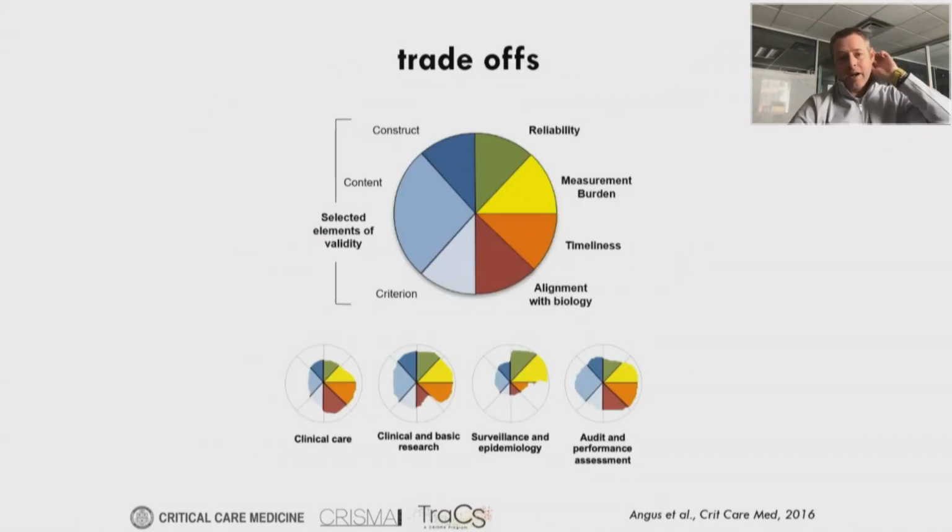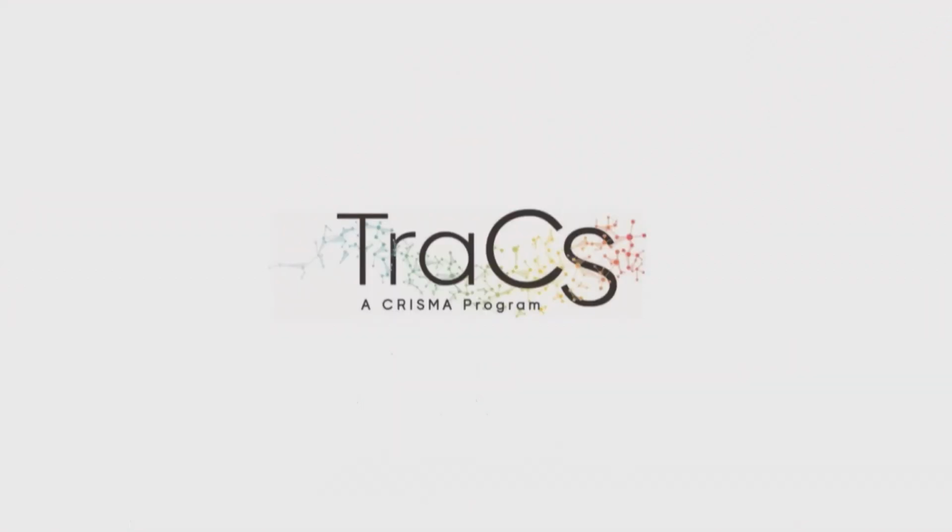And so there are trade-offs, and there is no single data source with optimal quality or reliability. And this was from a paper Derek Angus wrote at the time Sepsis 3 came out, that depending on where you're coming from and why you're building a machine learning or AI algorithm for sepsis diagnosis, there may be different things you value, whether it's the measurement burden, the timeliness, et cetera. And that's shown here for examples like clinical care, clinical research, maybe surveillance, or even audit, performance assessment, and quality improvement. So context matters. And with that, I will wrap this talk and anticipate the panel discussion and questions later. Thank you.